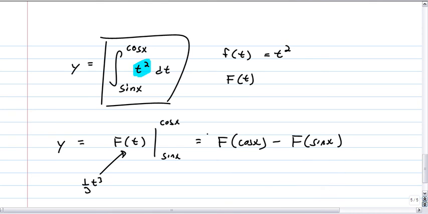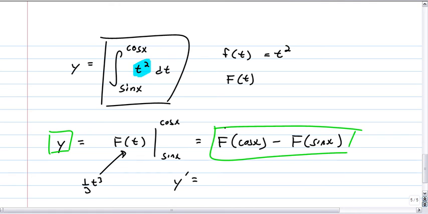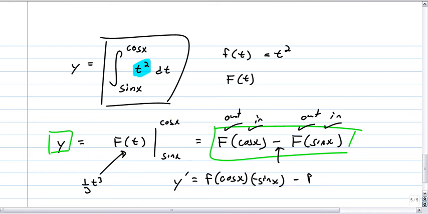So what's the derivative of y? Okay, derivative of y is y prime equals... Well, what's the derivative of this? So this is chain rule. You got the outer, inner. You got subtraction, so you can separate it. So the derivative of the outer, derivative of big F is little f. Little f cosine x times the derivative of cosine x, which is negative sine x. Take away derivative of big F, little f sine x times cosine x.